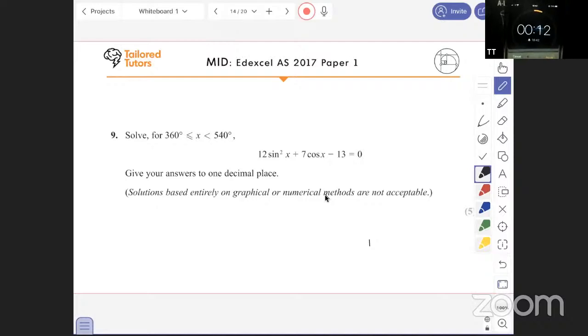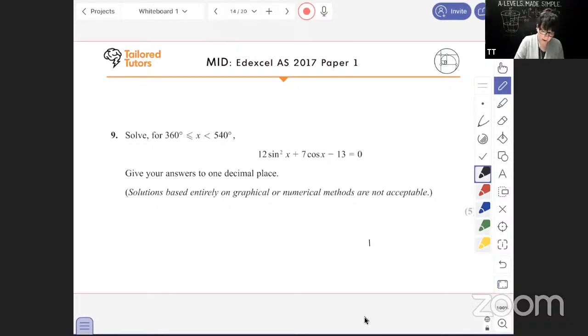Okay, for those of you who haven't checked, try subbing them back in. That's how you check. Okay, so a couple of mistakes and things being picked up.